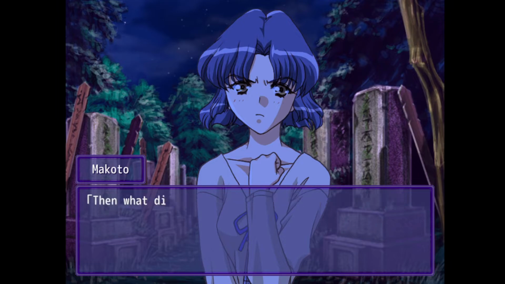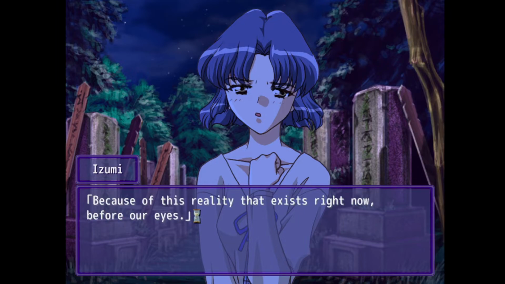What you're saying isn't making any sense. Then what did you mean by the experiment succeeded? The third trait was proven. Why do you say that? Because of this reality that exists right now before our eyes.